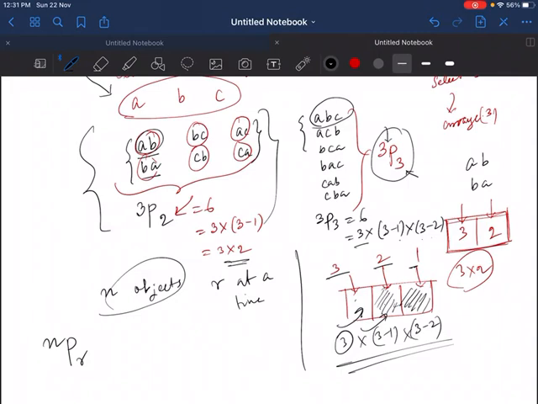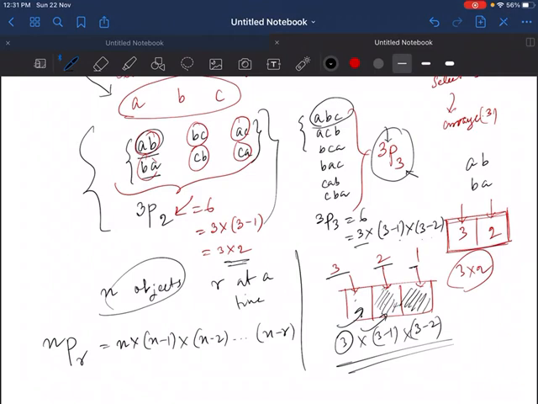Now here 3p2 was equal to 3 into 3 minus 1, and 3p3 is equal to 3 into 3 minus 1 into 3 minus 2. So here npr will be equal to n into n minus 1 into n minus 2 and so on, up to the last term. So this is what we call the permutation of n objects taken r at a time. That is the definition of this thing.